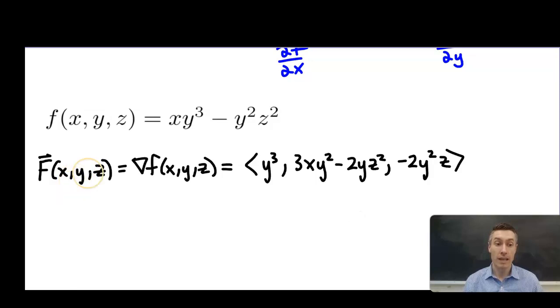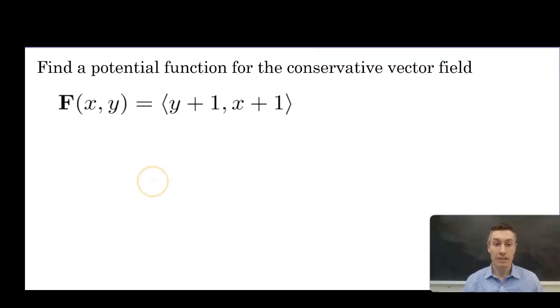We're going to want to take a vector field, figure out if it's conservative, which will happen in another video, and then find the potential function of that conservative vector field. So let's take a look at this question. We're going to approach it informally, but we're going to find a potential function for the conservative vector field f of xy being equal to y plus 1, x plus 1.